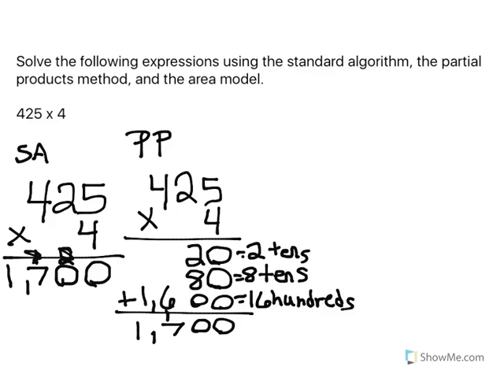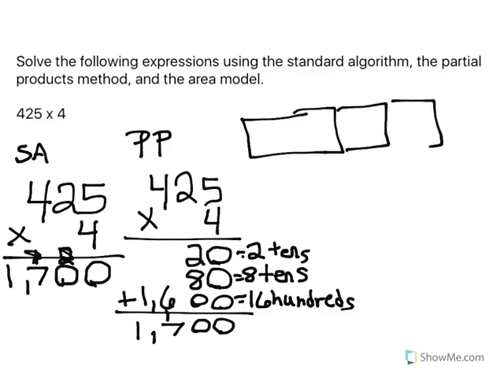Now I'm going to do area model, and I have 3 boxes to represent my ones, my tens, and my hundreds. So my first box is going to represent my ones. My next box is going to represent my tens, and my last box is going to represent my hundreds.